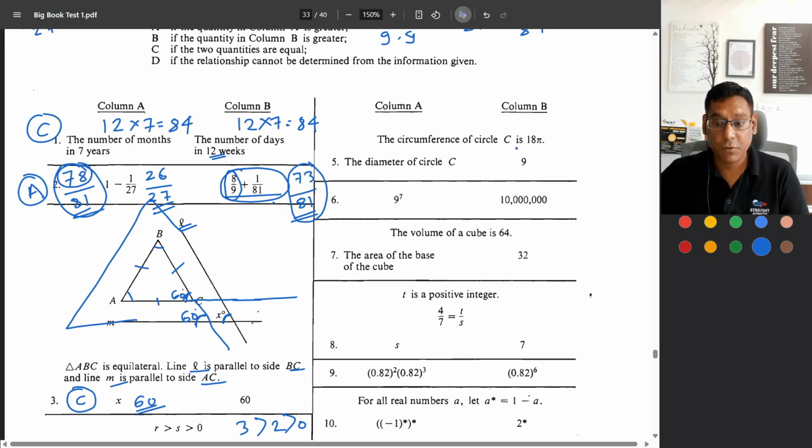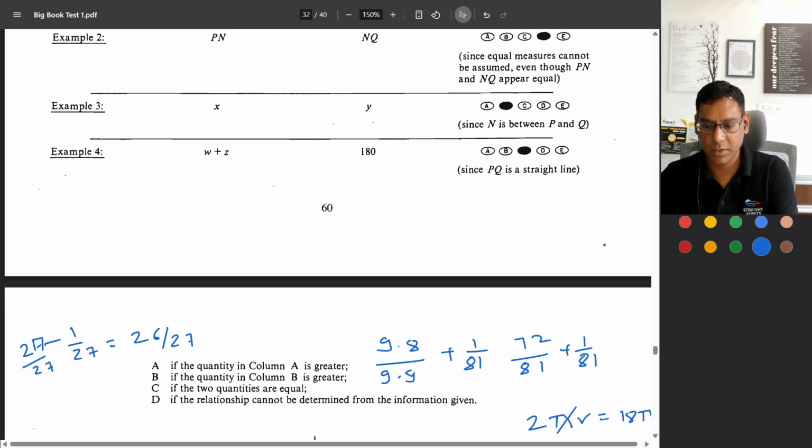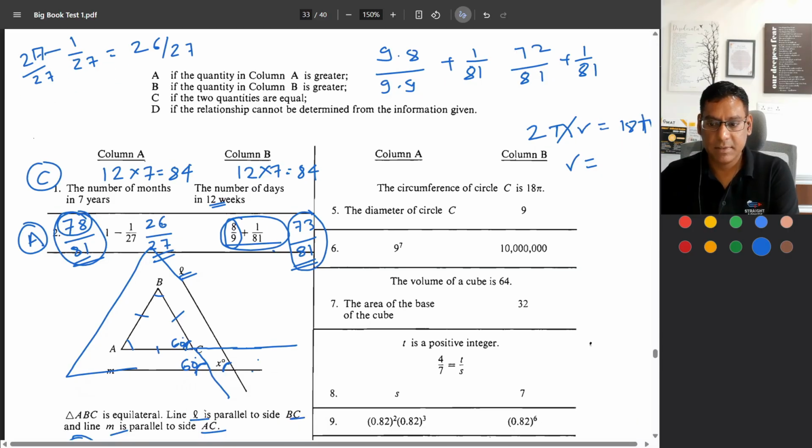The circumference of a circle C is 18 pi. So what is the circumference of a circle? It is 2 pi r is equal to 18 pi. Okay, so the r here is going to be, pi cancelled, what do I get here? 2 cancel 9. Okay, r is going to be 9. The diameter of the circle, which is 2 pi r, is going to be 18. Here the number given is 9, right? So the answer is going to be A, right?